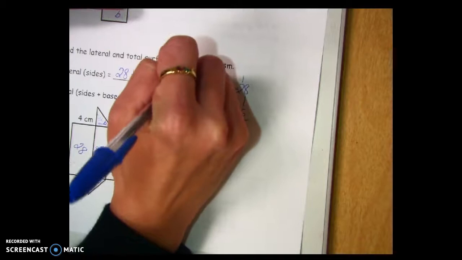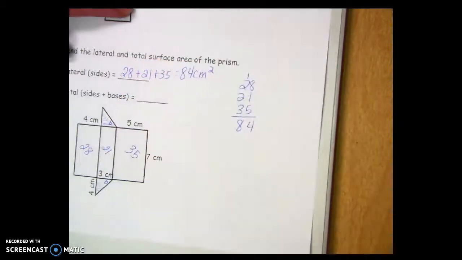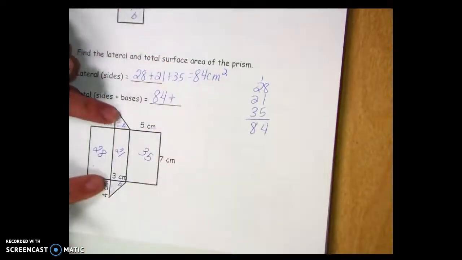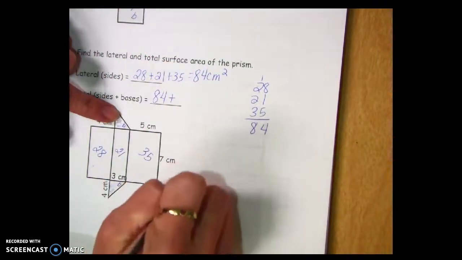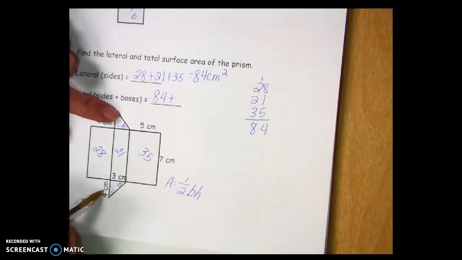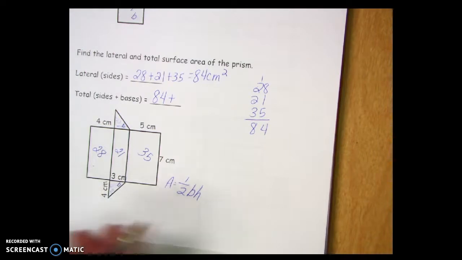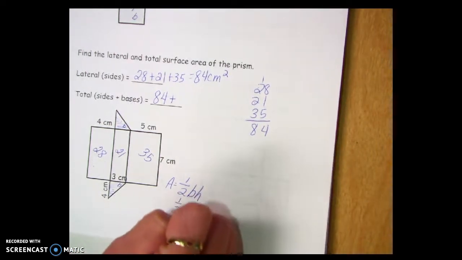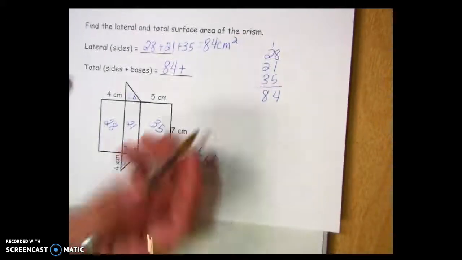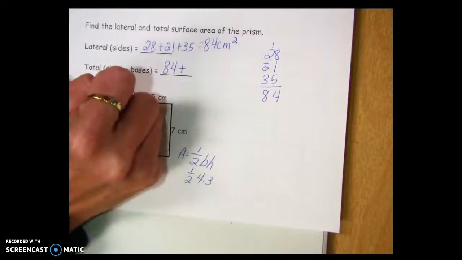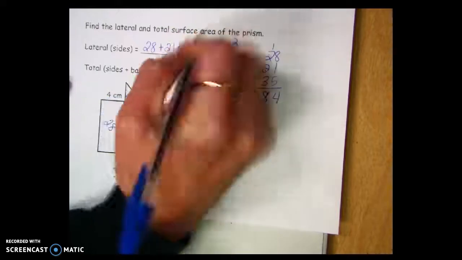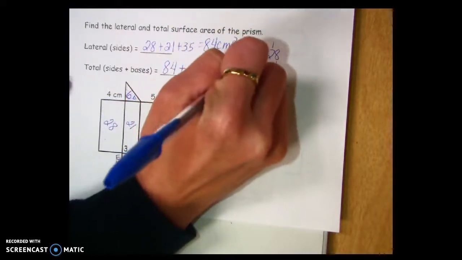So 84 centimeters squared. To find the total, I'm going to take the 84, and then I need to add these 2 triangles. Remember, area of a triangle is 1/2 base times height. Don't just multiply the 4 times the 3. It's half of that. So 1/2 of 4 times 3. Half of 4 is 2 times 3 is 6. So each of these bases is 6. So I need to add both of them. So that would be 96 centimeters squared.